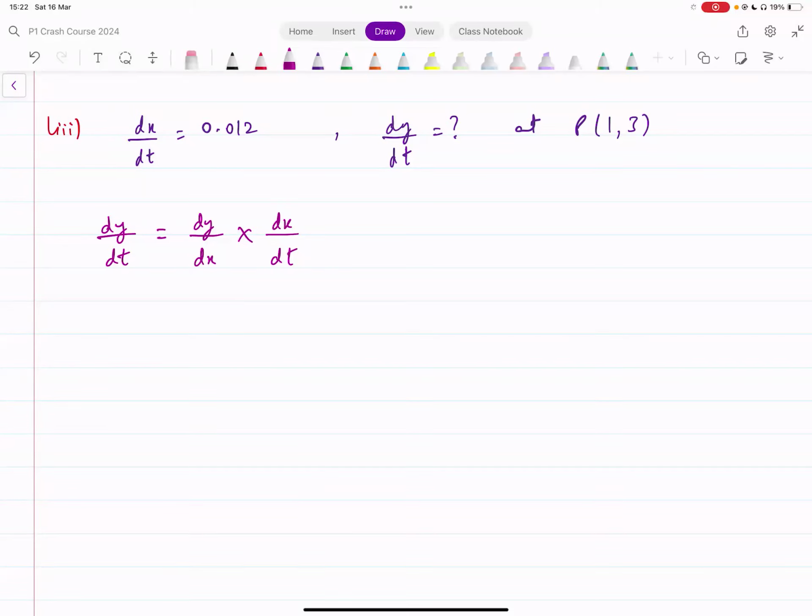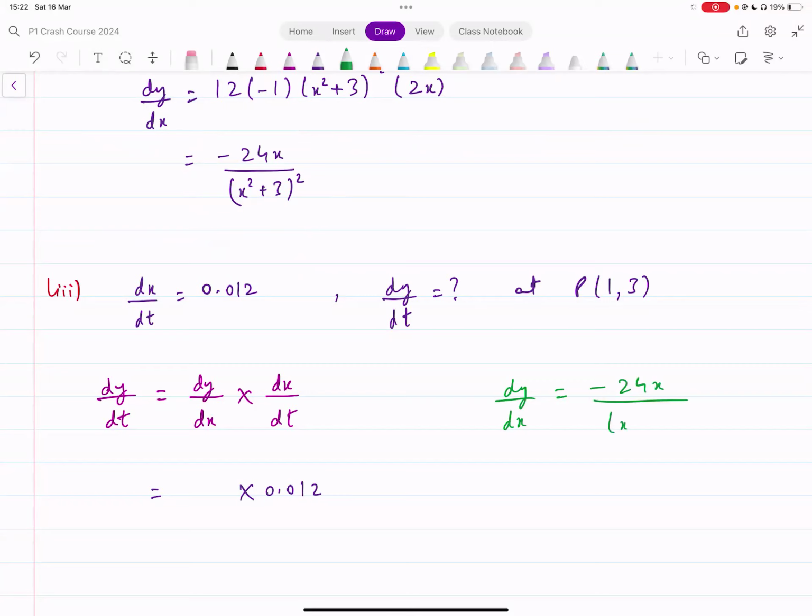Okay, now we just need to input values here. Dx over dt. What's dx over dt? Dx over dt is 0.012. The problem is dy over dx. What's dy over dx? Dy over dx is this thing. Let me write that here on the side. Dy over dx is equal to minus 24x divided by x squared plus 3 whole squared.